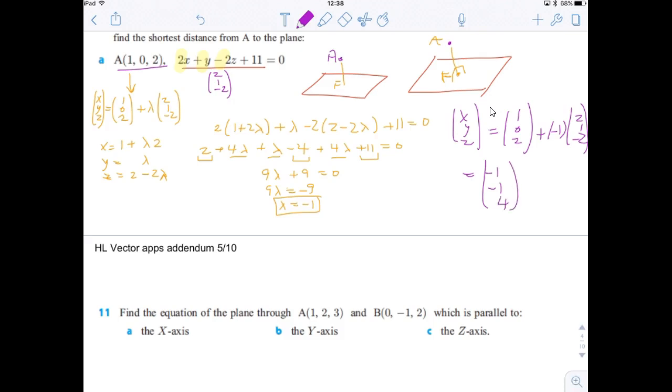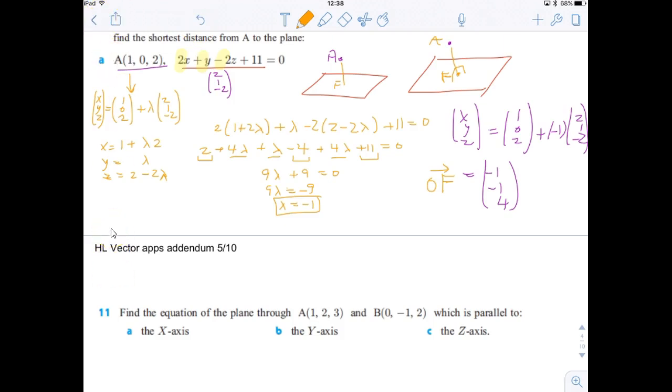So we're not finding the purple point. We're finding the orange point. We're finding the foot, right? So the coordinates of the foot are negative 1, negative 1, 4.